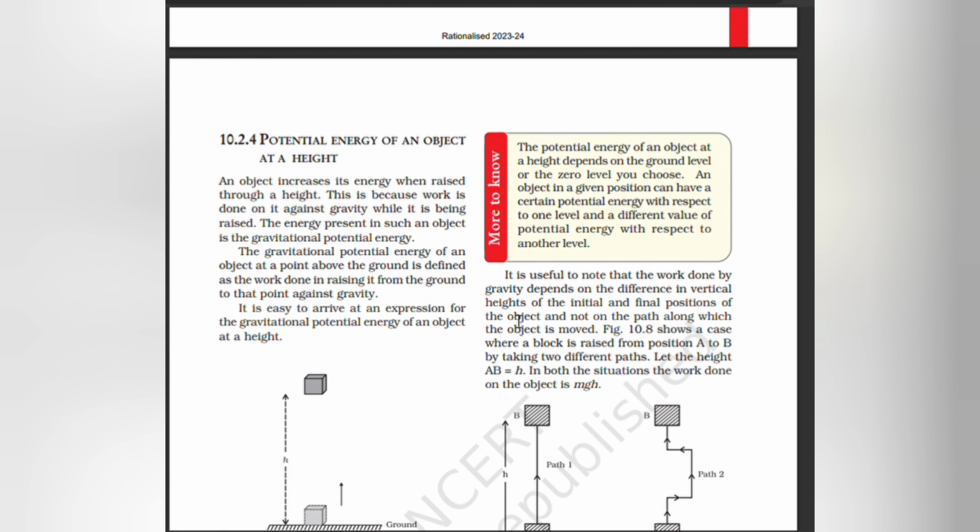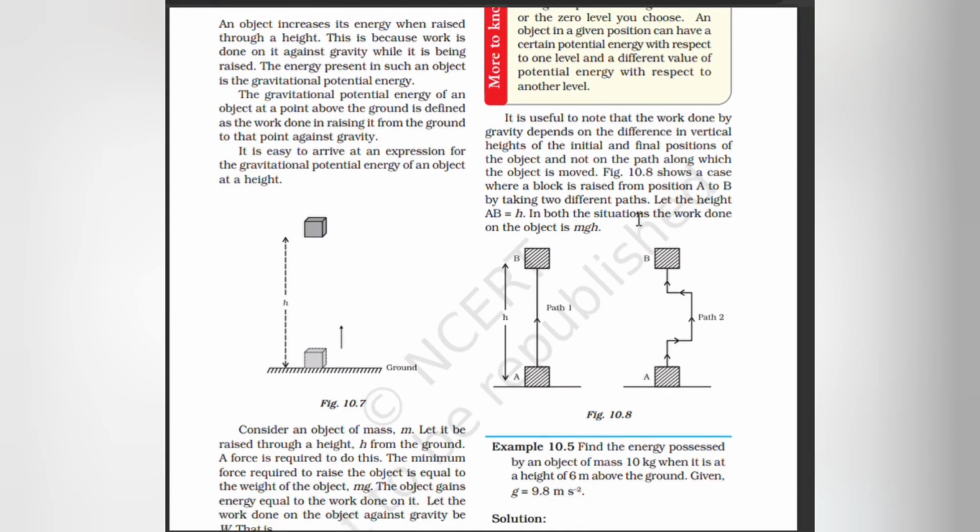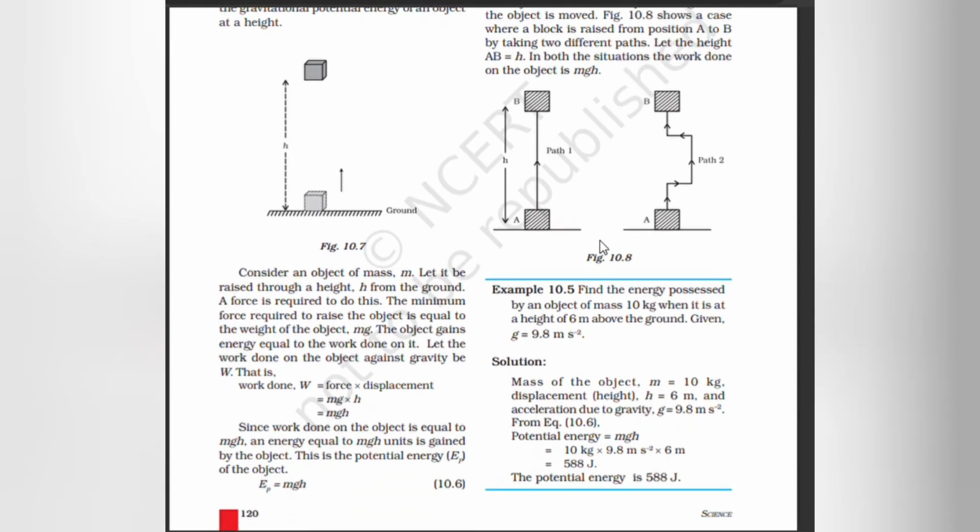This shows a case where a block is raised from position A to B by taking two different paths. Let the height AB be equal to h. In both situations, the work done on the object is mgh.